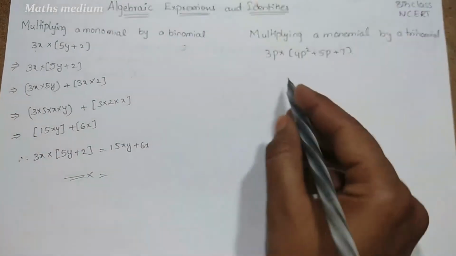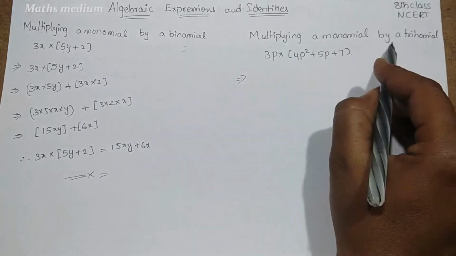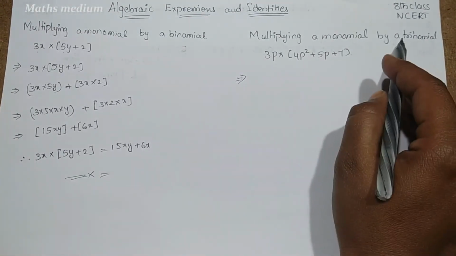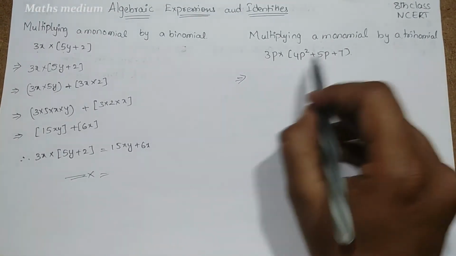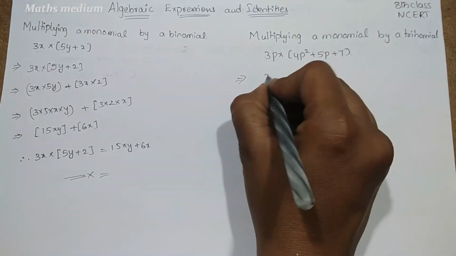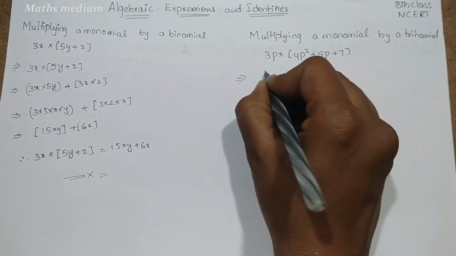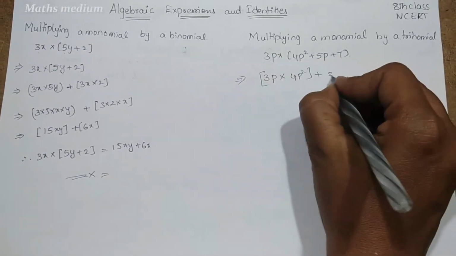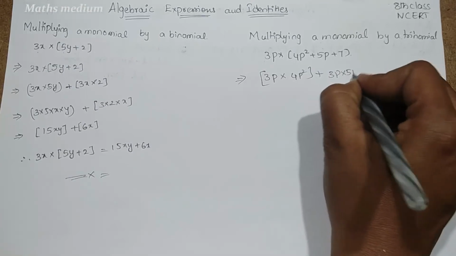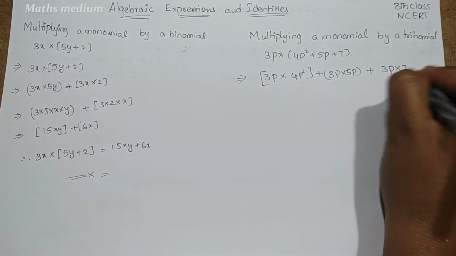So see here, this is multiplying a monomial by a trinomial. Trinomial means the expression has three terms, and here the monomial is this one. Now multiply 3p into 4p square plus 3p into 5p plus 3p into 7.